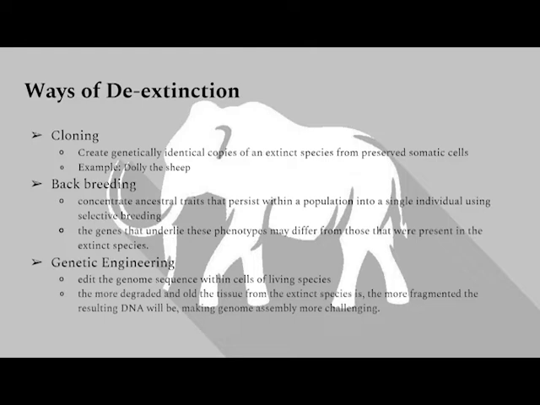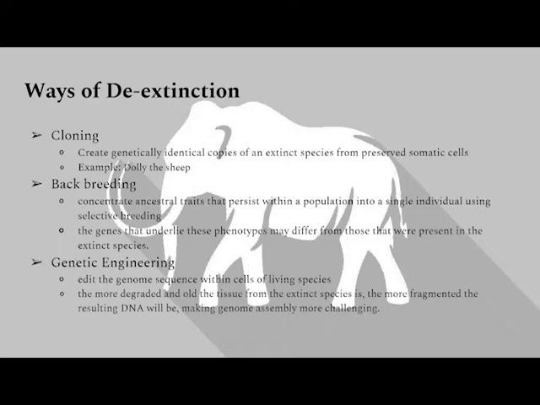And the second one is backbreeding. Backbreeding aims to concentrate ancestral traits that persist within a population into a single individual using selective breeding. However, the genes that underlie these phenotypes may differ from those that were present in the extinct species. That is to say, we cannot ensure that the new species we derive from backbreeding is the species we need for de-extinction. And the final one is genetic engineering.